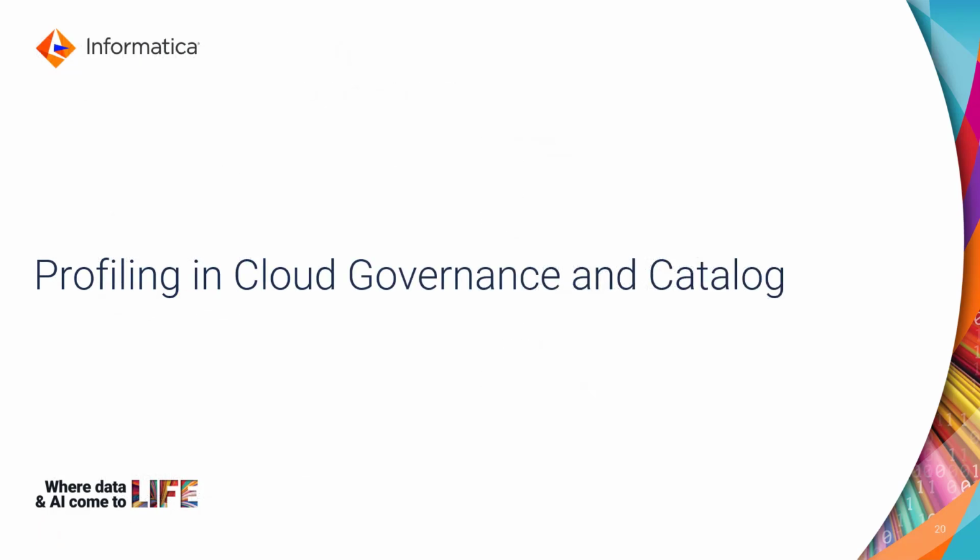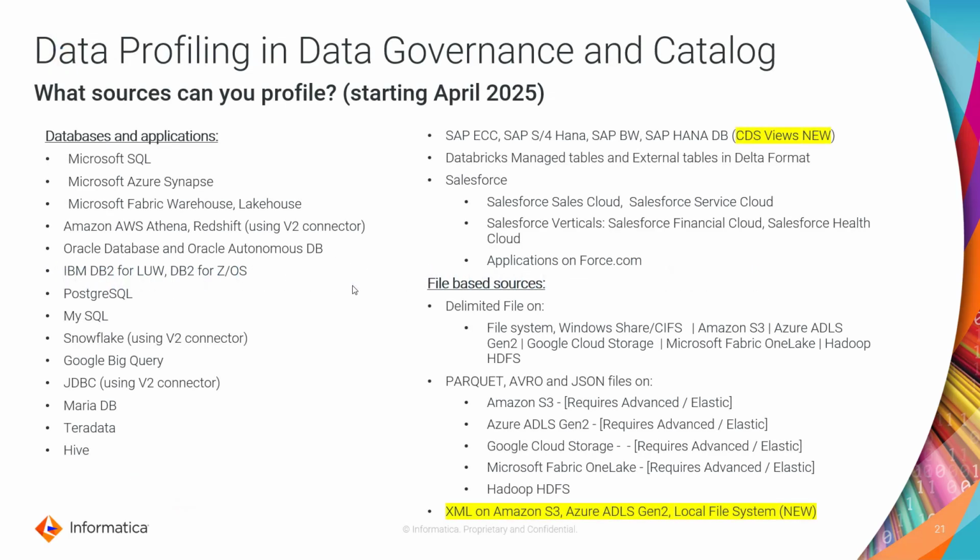Now let's go to profiling in Cloud Data Governance and Catalog. In terms of PAM, we have now added CDS views in SAP HANA, and also a big ticket item is support for XML files on Amazon S3, Azure ADLS Gen 2, and local file system.